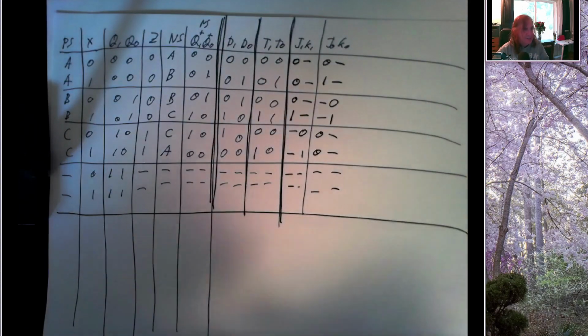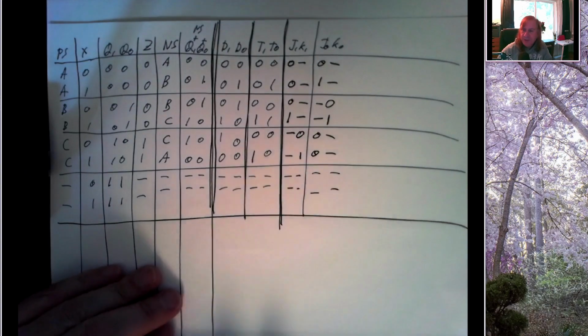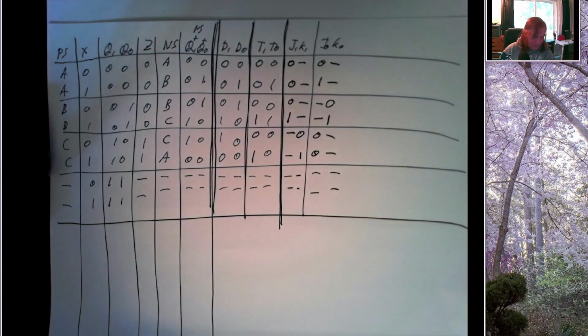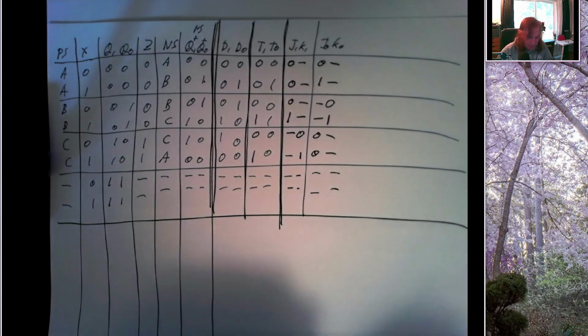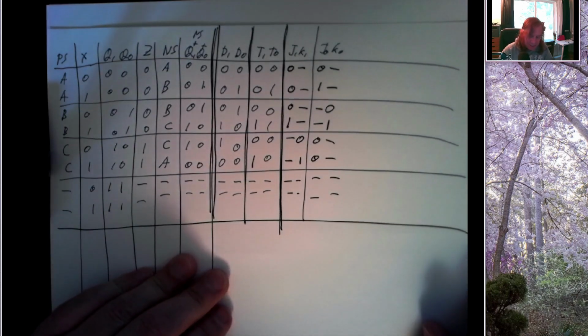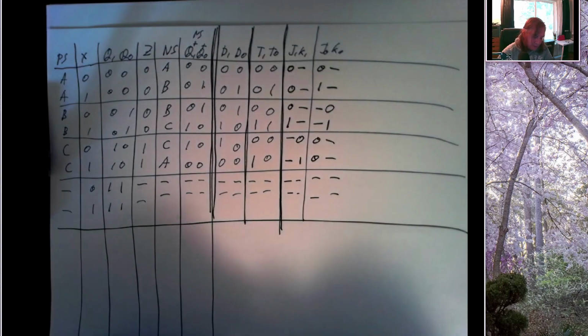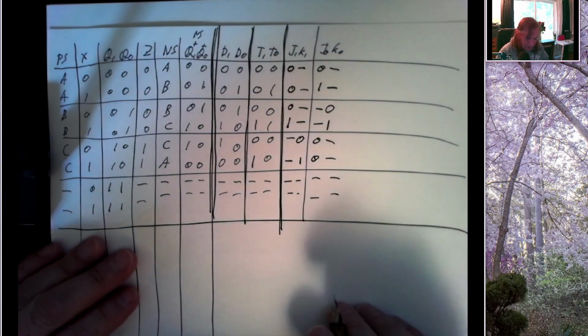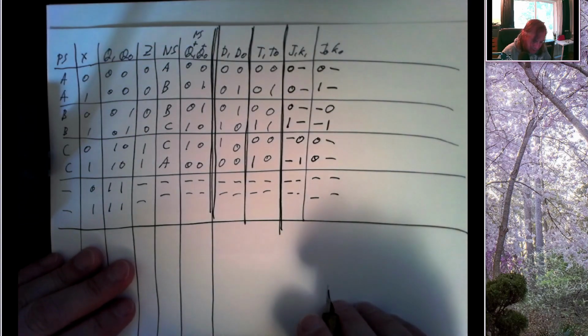Alright, so there's a complete state transition table for all three types of flip-flops: D flip-flops, T flip-flops, and JK flip-flops. And so now we have to go ahead and write equations. And this is an exercise in making K-maps, right? So let's just do a K-map for J1.